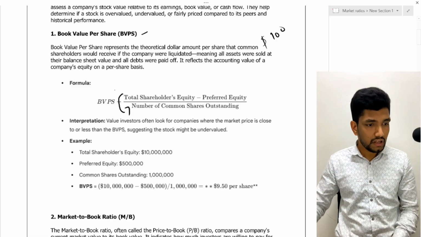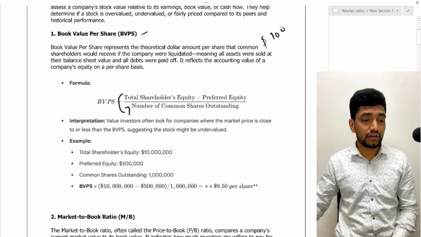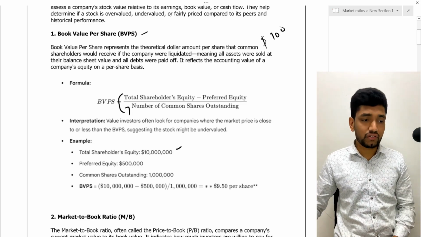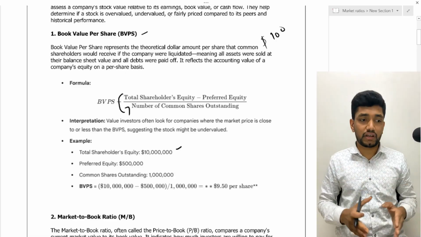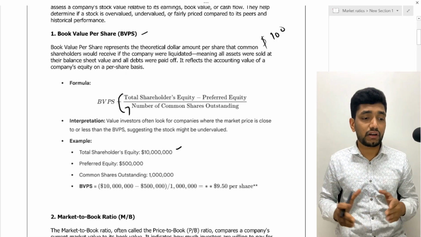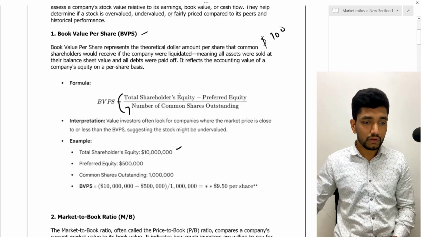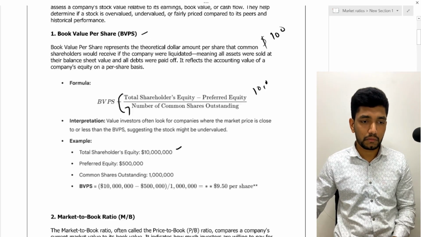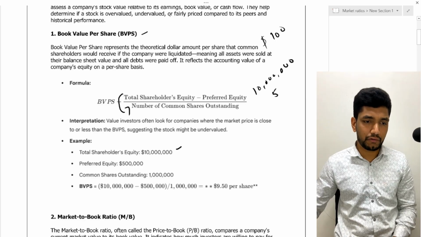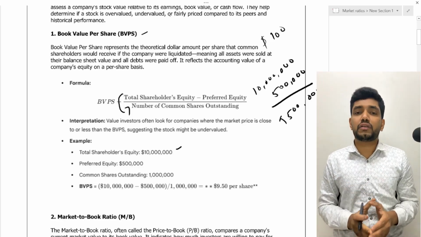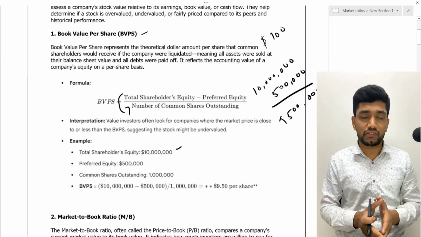Suppose, just look into this case. The total shareholders' equity is 10 million, and within that 10 million, there is 500,000 of preferred equity. So in this case, how will we calculate the book value per share? From the 10 million, 500,000 belongs to preferred equity, so we have to remove it. That means 9,500,000 is the common shareholders' equity available to common shareholders.